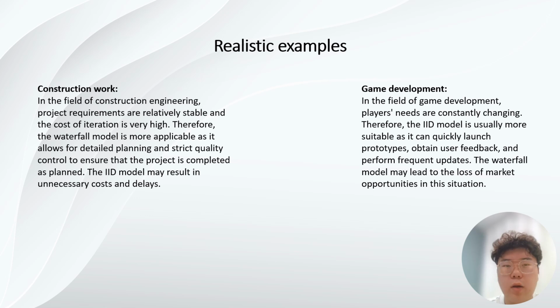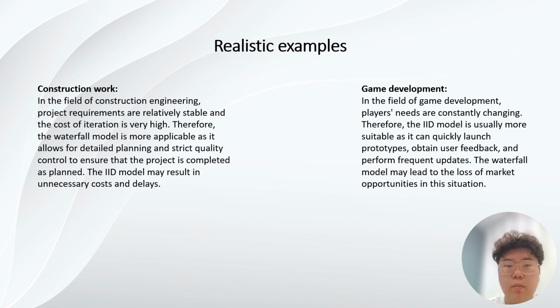In the real world, I come up with two examples. The first one is construction engineering. In the field of construction engineering, project requirements are relatively stable and the cost of iteration is very high. Therefore, the waterfall model is more applicable as it allows for detailed planning and strict quality control to ensure that the project is completed as planned. The IID model would result in unnecessary cost and delays.